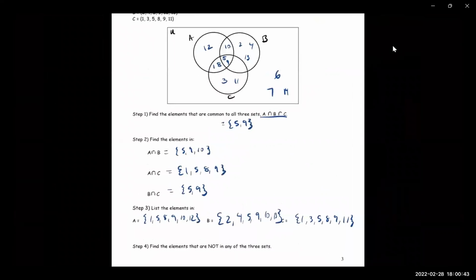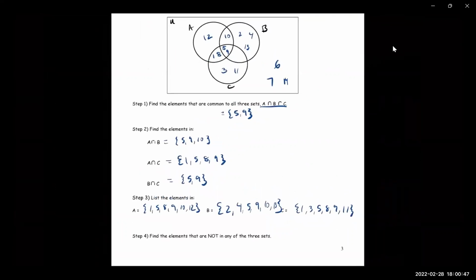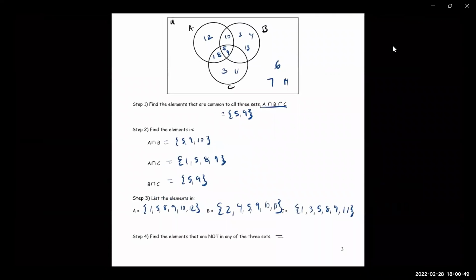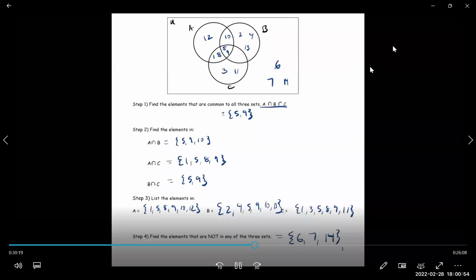So what are the elements that are not in any of the three? 6, 7, and 14. Yeah, 6, 7, and 14. All right, so that's it. Actually, those are the steps that they want you to do it in.